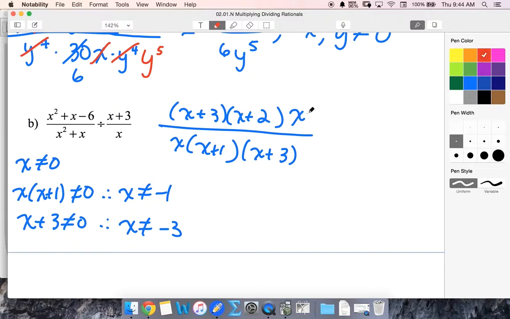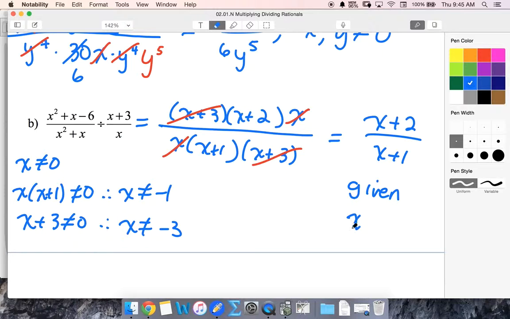Doing my simplification, x cancels with x, x plus 3 cancels with x plus 3, and I end up getting x plus 2 on top, x plus 1 on the bottom. Do not be fooled. You cannot cancel these x's. That's not true. So x plus 2 over x plus 1, given x does not equal 0, -1, or -3.